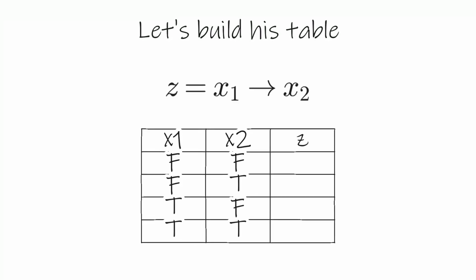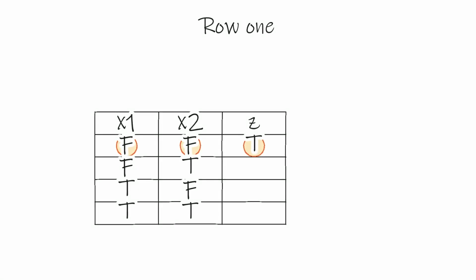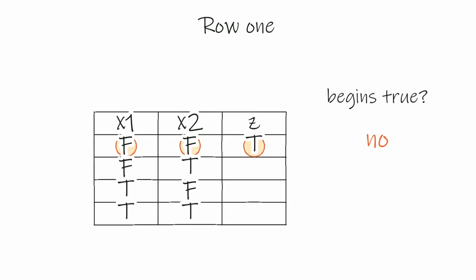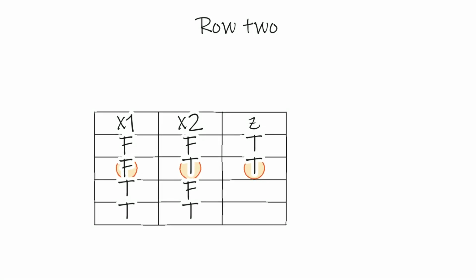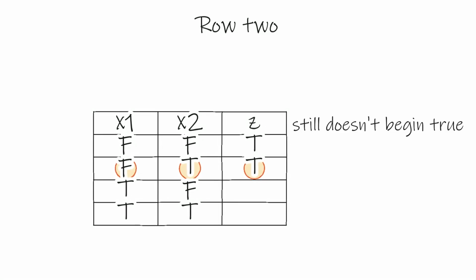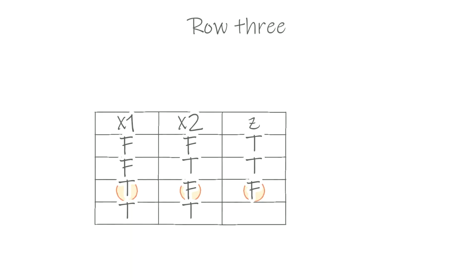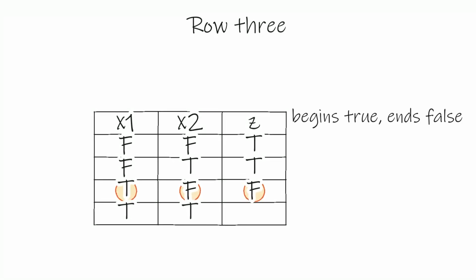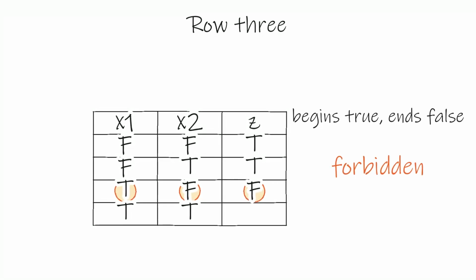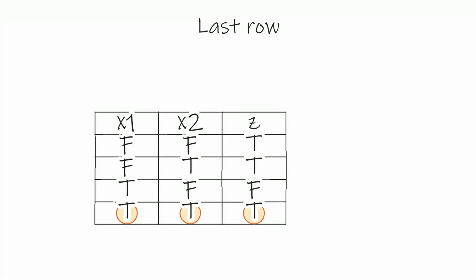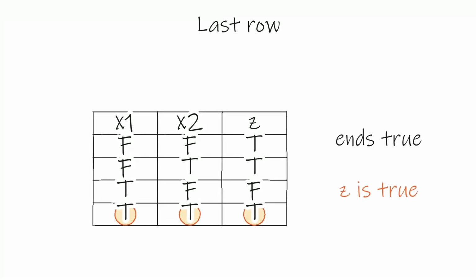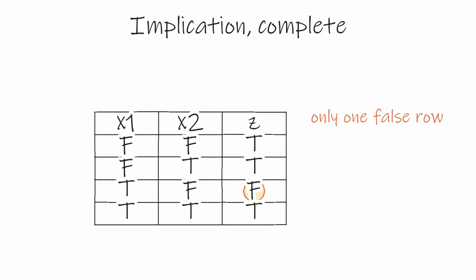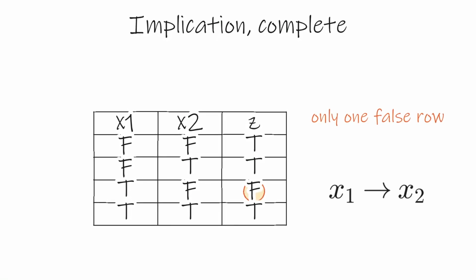Z is x1 implies x2. Row 1, false and false. Does it begin with something true? No. So it's true. 2, false, true. Still doesn't begin true, so true again. 3, true, false. Begins true, ends false, the forbidden one, z is false. Last one, true and true. Ends true, so it's fine and z is true. 3 rows true, 1 row false. That's your implication, complete.